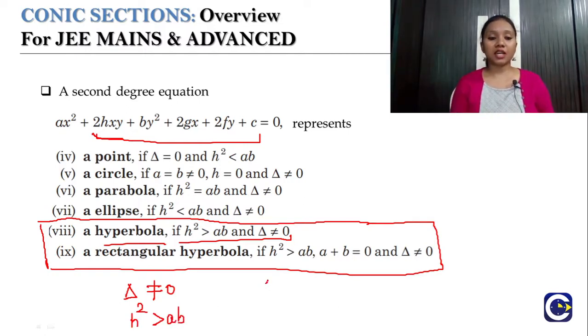Whereas for a rectangular hyperbola, along with delta not equal to 0, the condition is h square greater than ab, and along with that there is one more condition, as it's a rectangular hyperbola, which is a plus b should be equal to 0. Right, so these are the additional conditions which must be satisfied by the second degree equation in order to represent a hyperbola as well as a rectangular hyperbola respectively.